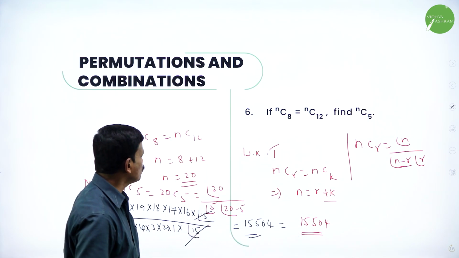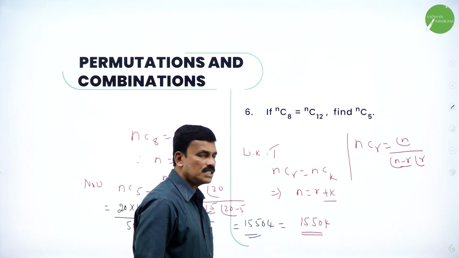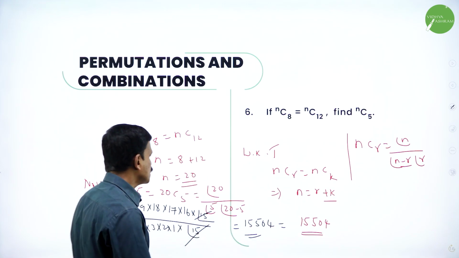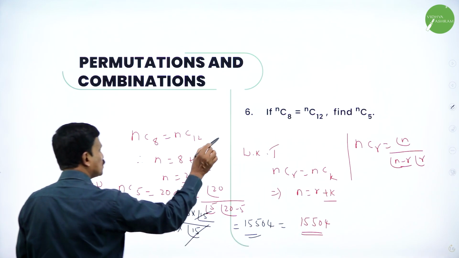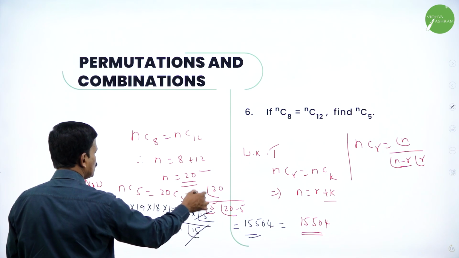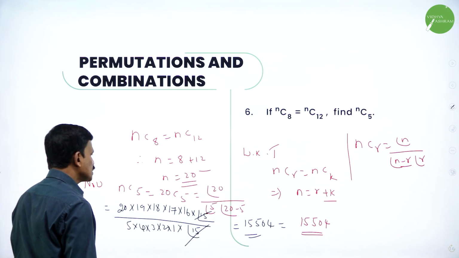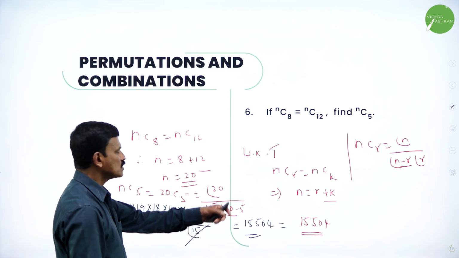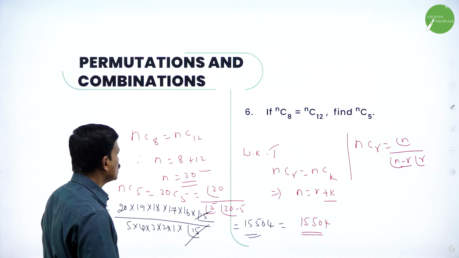Hope you followed. Very simple. Just find out the value. We know the relation: if nCr is equal to nCk, then n is equal to r plus k. If you add this, 8 plus 12 is equal to 20. n is equal to 20. Substitute here. nC5 means 20C5, which is 20 factorial divided by 5 factorial into 20 minus 5, that is 15 factorial. So you will simplify, you will get 15504 as the required answer. Move on to the next problem.